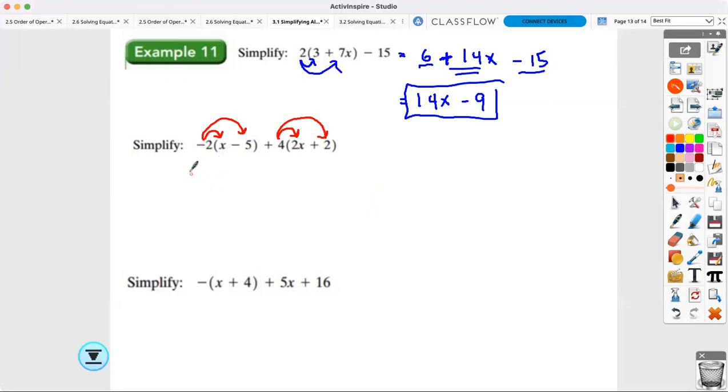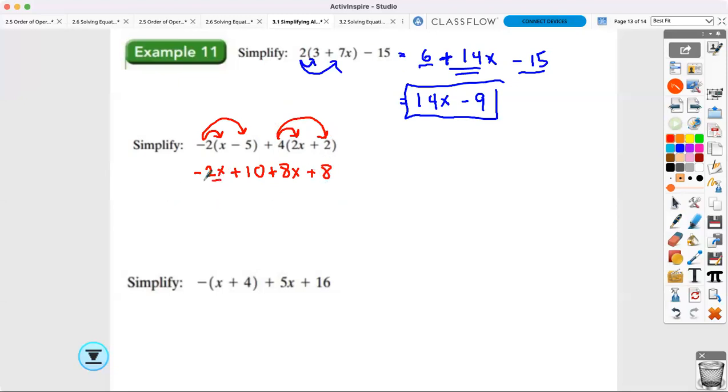Negative 2 times x is negative 2x. Then it's gonna be negative 2 times negative 5. We know a negative times a negative is positive, and 2 times 5 is 10. And then it'll be 4 times 2x is positive 8x. And it'll be 4 times positive 2, which is just a positive 8.